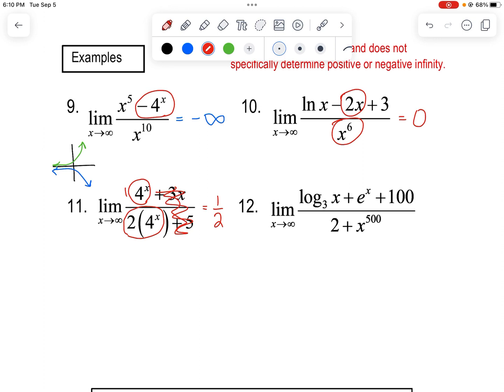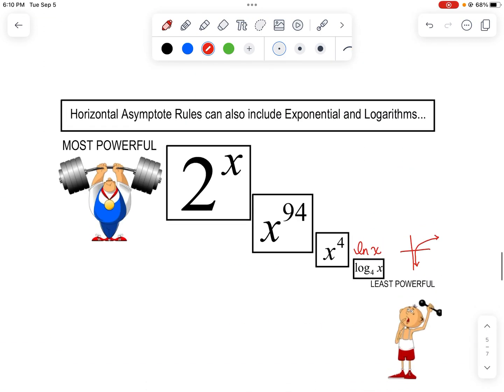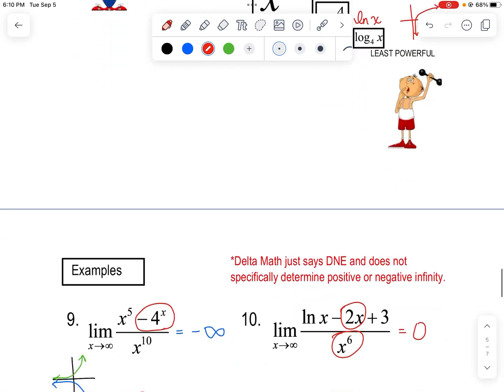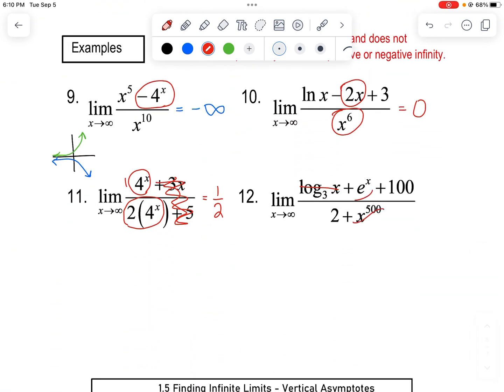All right, then number 12, the last one here, logs are not very powerful. X to the 500 goes to infinity pretty quickly. E to the x, though, is an exponential, and an exponential overrules all power functions. And so e to the x is the most powerful. E to the x is like 2 to the x, 2 point something to the x, and so that is going to positive infinity. That is exponential growth. And so as x approaches positive infinity, the right arrow is going up to positive infinity.